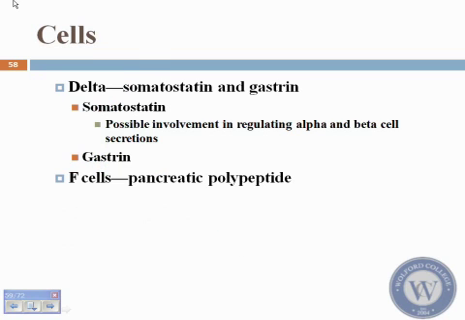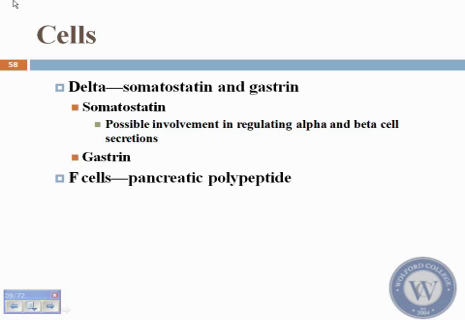The other two cell types in the islets of Langerhans are the delta cells and the F cells. The delta cells release somatostatin and gastrin. There are kinds of tumors that will produce high levels of gastrin, which then produce high levels of gastric acid, and the person will develop ulcers as a consequence. As for somatostatin, that's involved in regulating alpha and beta cell secretions. It's like a negative feedback mechanism, regulating the system. We don't completely understand how it works, but it is important for regulating insulin and glucagon release.